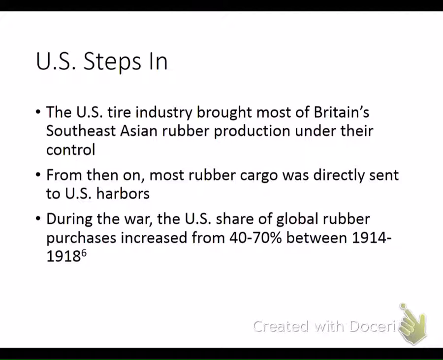And the U.S. also stepped in. The U.S. tire industry brought most of Britain's Southeast Asian rubber production under their control while Great Britain was engaged with Germany, and from then on, most of the rubber cargo was directly sent to U.S. harbors. During the war, I think they were estimating between 40 to 70% of global rubber purchases were coming from the U.S. between 1914 and 1918 via the Southeast Asian rubber plantations.